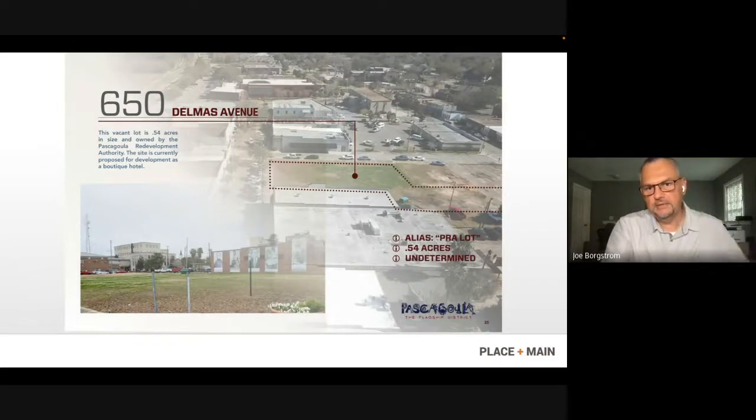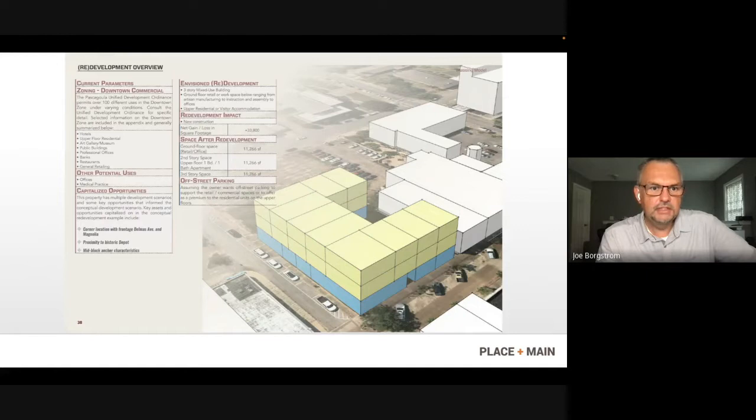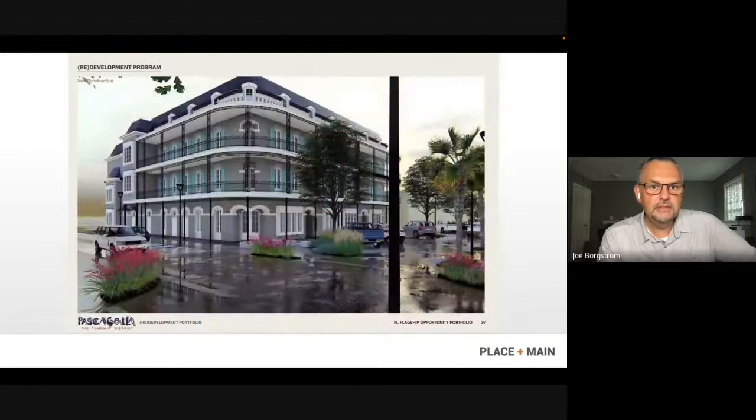Here's a couple more examples of some of the properties. What we were able to do for the city was give them this document, and their Main Street organization put it out on their website and was able to solicit development interest, because we were able to show them a view beyond what's there. And that's, I think, one of the important things about these pre-development RFQ types of documents.